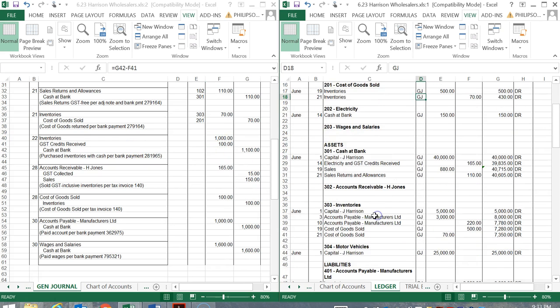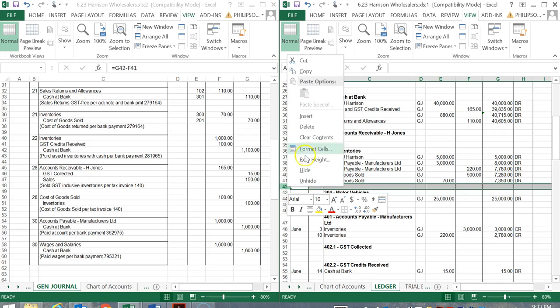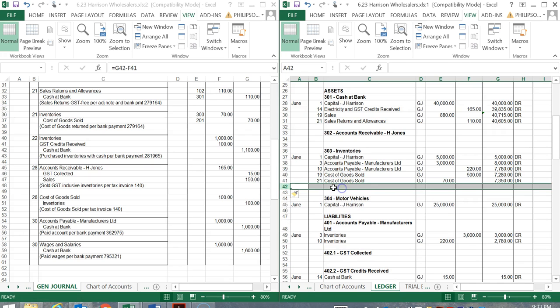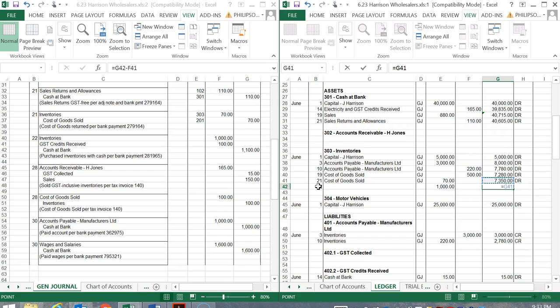$1,000 debit to our inventories account. Insert a line. This is on the 22nd. 1,000. Adding it to our inventories, increasing our inventories, so it's an add, debit plus a debit, gives us a debit. And our particulars. Other side of the journal entry, we paid cash. So our particulars are cash at bank. Folio.